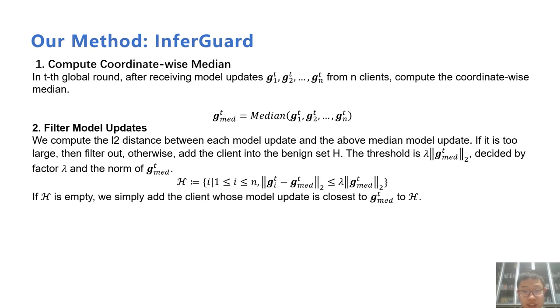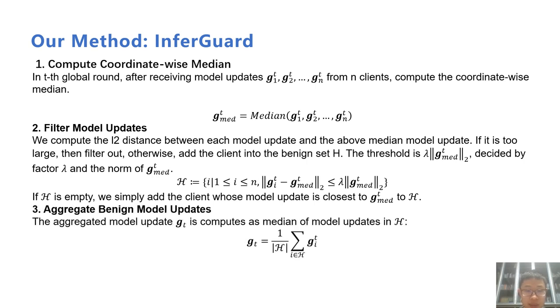If the L2 distance is no larger than the threshold, lambda times the L2 norm of G median, the client is considered as benign and added to set H. If H is empty, we simply add the client whose model update is closest to G median t to H. The aggregated model update is the median of model updates in H.